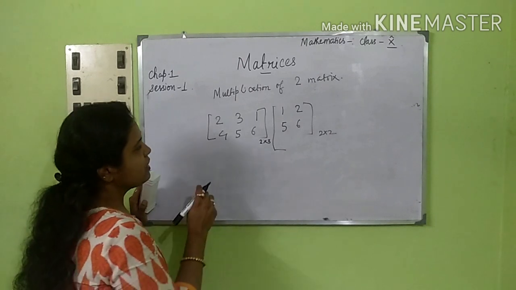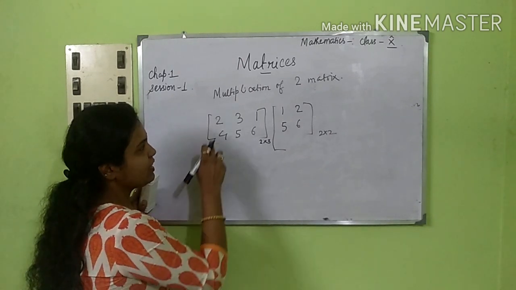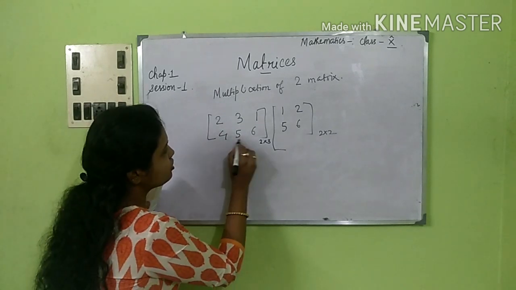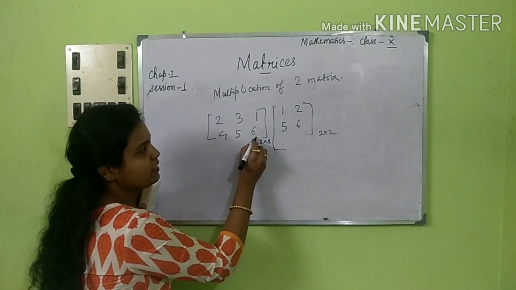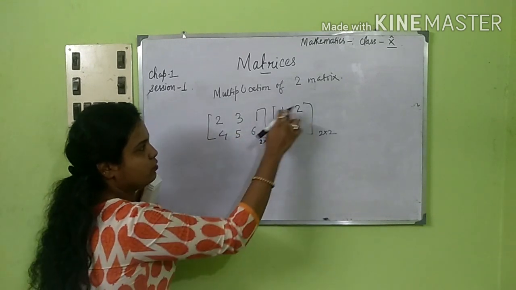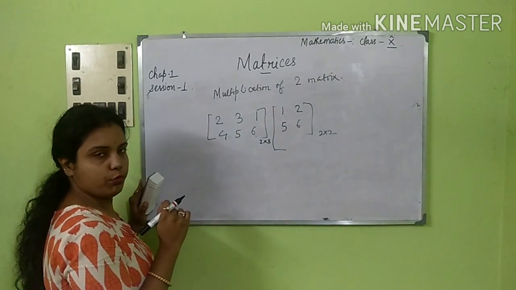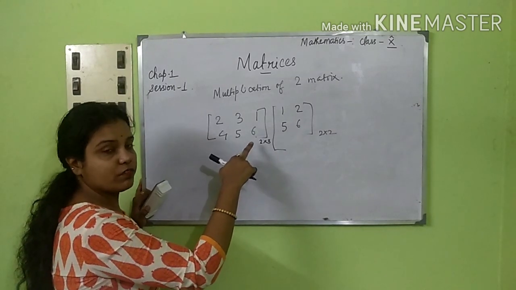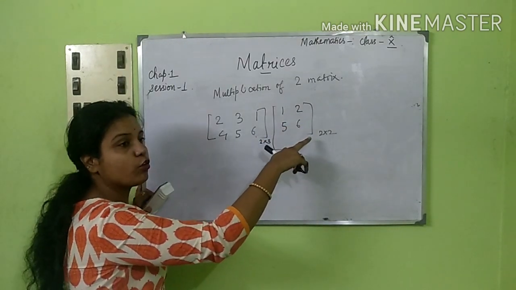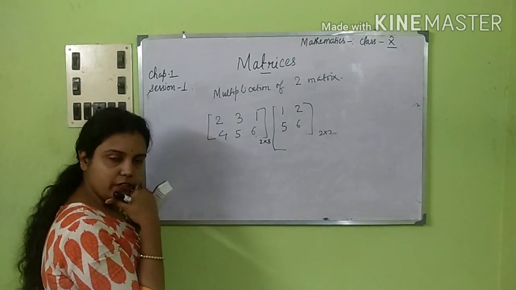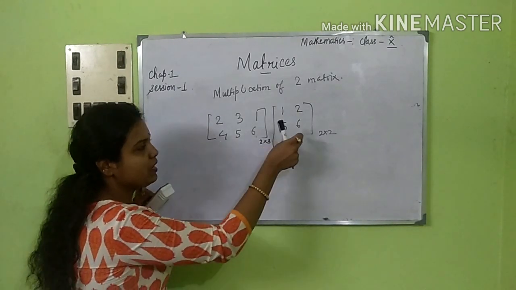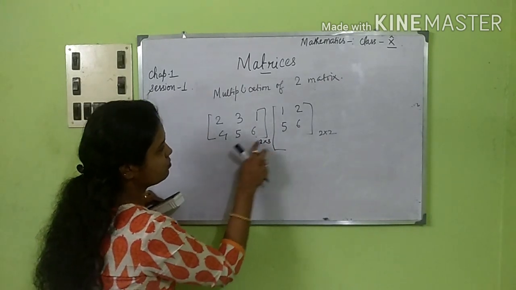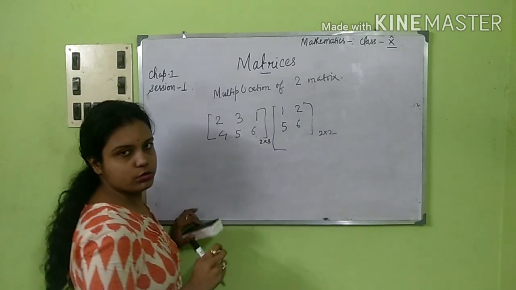Okay? So, I said that the columns should be equal to the rows, right? There are 3 columns here, right? There are 2 rows here. 1, 2. Is it possible? No. Right? I said we need to have an equal number of columns of the first matrix to the number of rows of the second matrix. But here there are 3 columns and here there are only 2 rows.